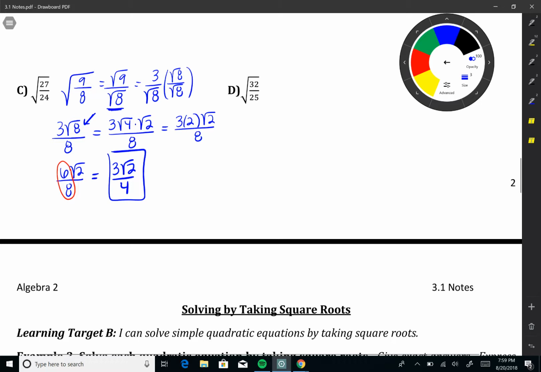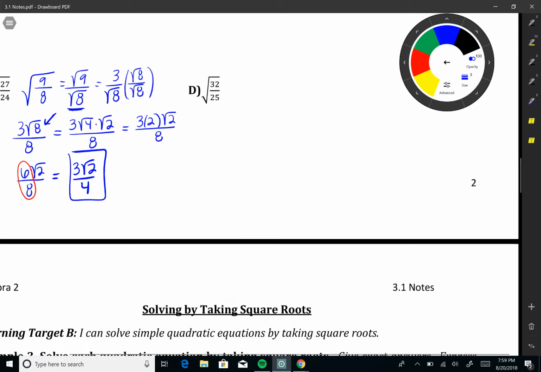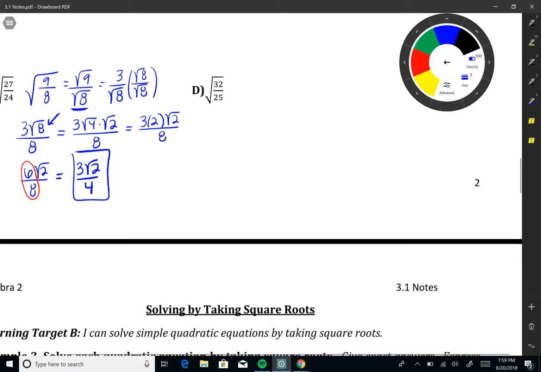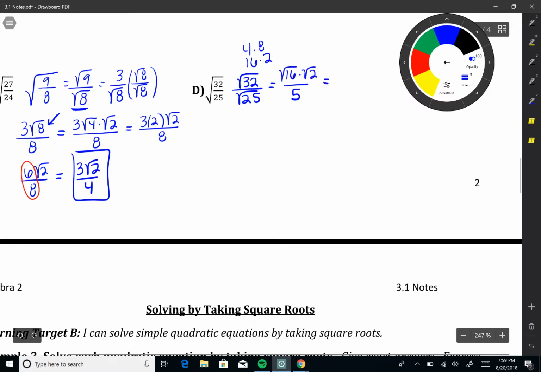All right, the last one, D, the square root of 32 over 25. 32 and 25 do not have any common factors, so I'm just going to go ahead and split up the radicals. The square root of 32 over the square root of 25. I know the square root of 25 is 5. That's beautiful. That means I don't have to rationalize the denominator. Square root of 32, I could do 4 times 8, but I could also do 16 times 2. And I'm going to go for 16 times 2 because 16 is a perfect square. So that's going to be 4 rad 2 over 5.